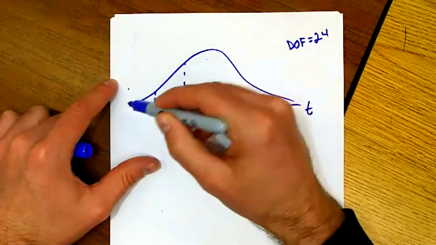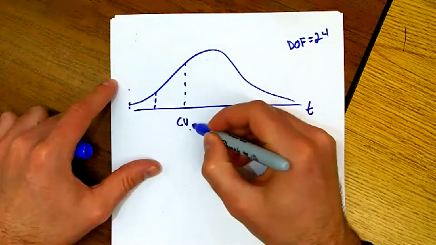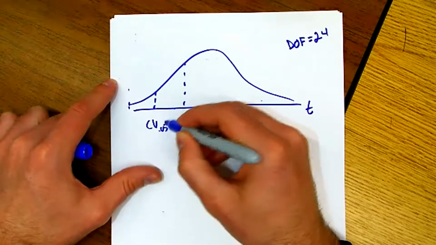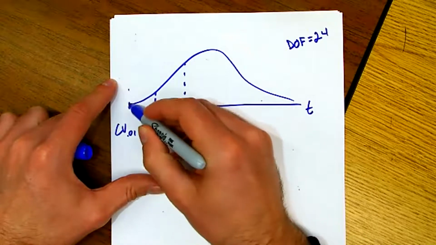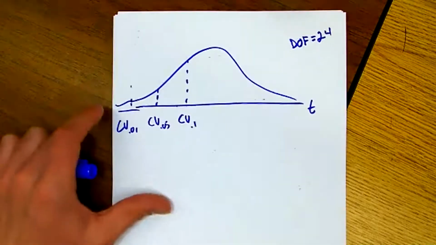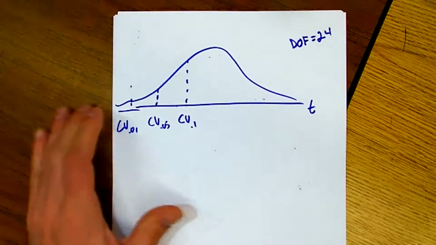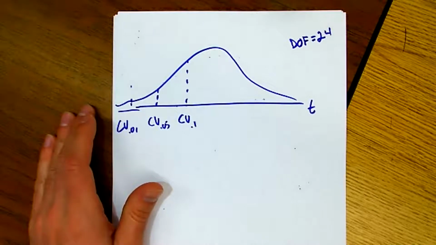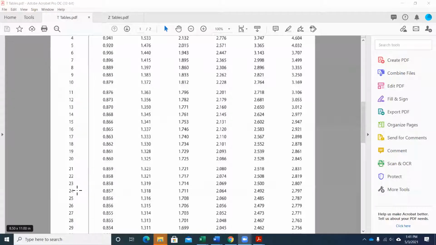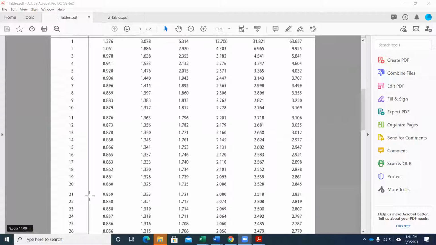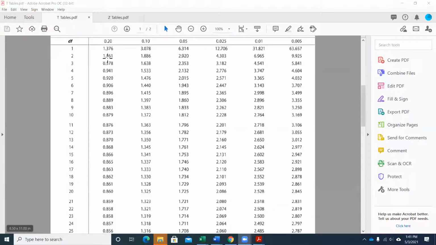But I need the three values, right? The critical value that gives me 0.1, the critical value that gives me 0.05, and the critical value that gives me 0.01 in the tail there. Okay. So what I can do is go to my student t table at degrees of freedom of 24. The area I wanted in the tail was 0.1, 0.05, and 0.01. So I can go to those three columns at my degrees of freedom 24: 1.318, 1.711, 2.492.